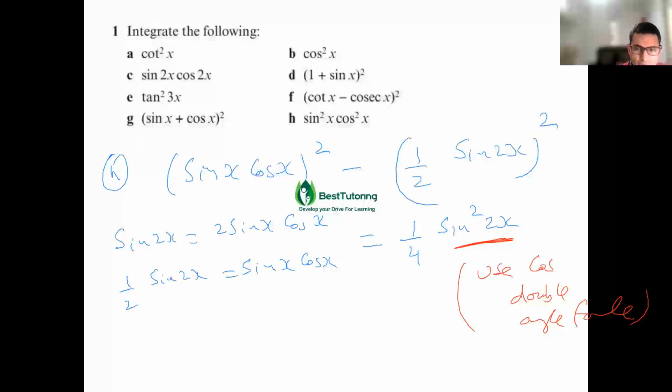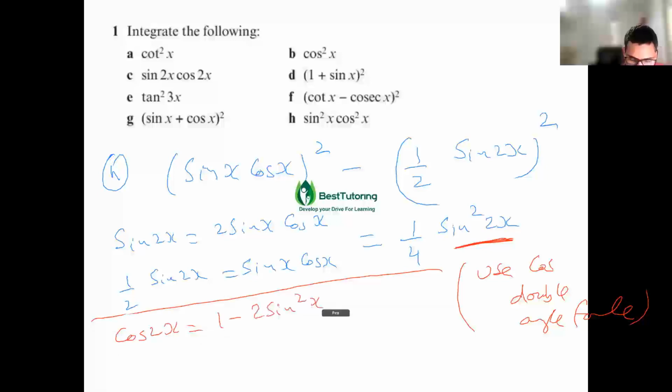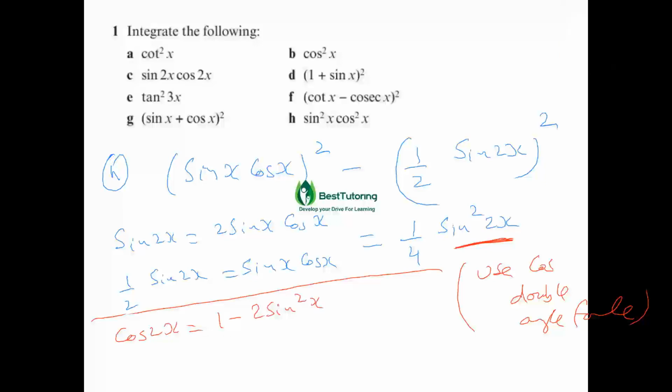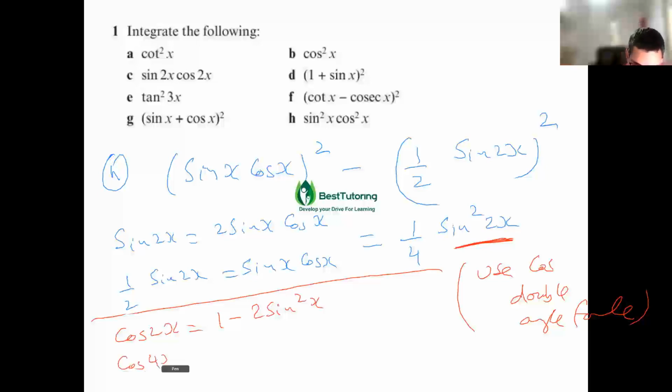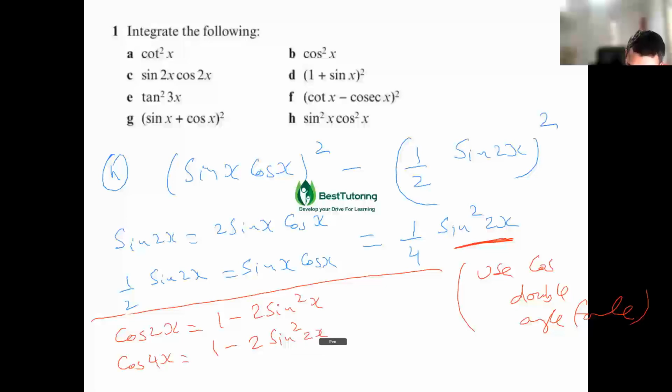But how are we going to use the cos double angle formula? Sonali, can you help us, please? We know cos 2x is equal to 1 minus 2 sin squared x. We need double this, in other words. So if we have cos 4x, what do we get? 1 minus 2 sin squared 2x. Right, because we need sin squared 2x, isn't it, Sonali?